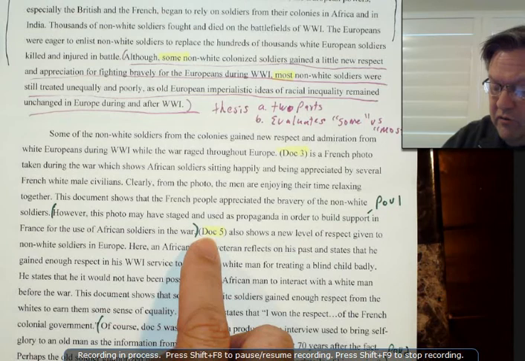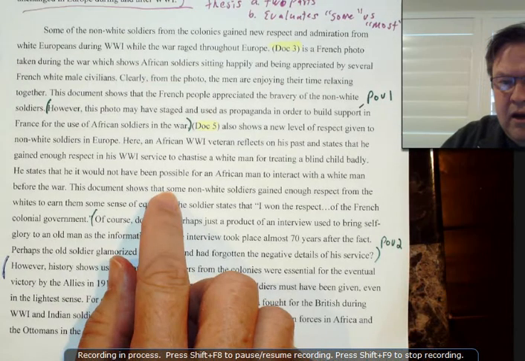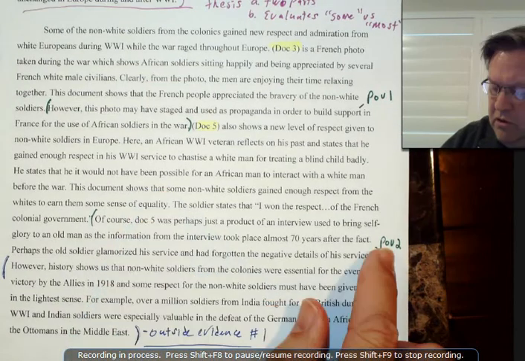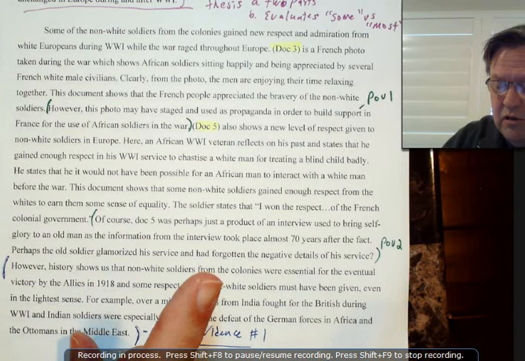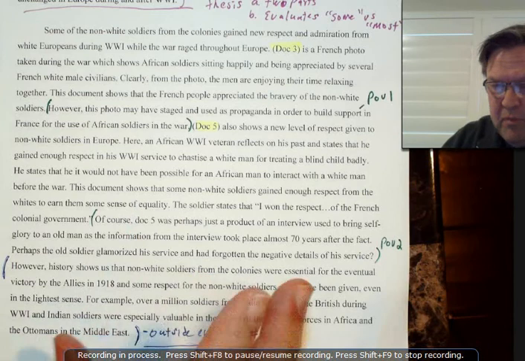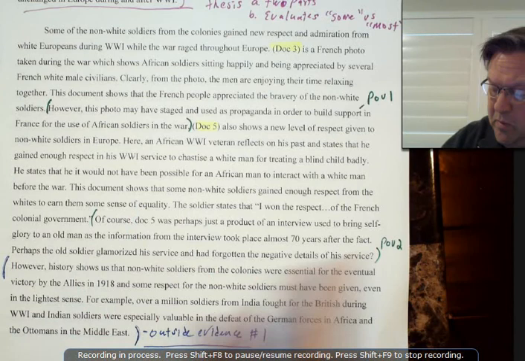And by the way, you only need 2 total, but it's always a good idea to do more than 2, in case your POV is no good, you have a third one as a backup. They're going to give you credit for that this year. Sometimes they don't. Okay, so POV number 2 is that, hey, maybe this was not a very accurate interview. Maybe he's just forgetting things or trying to make himself sound better.